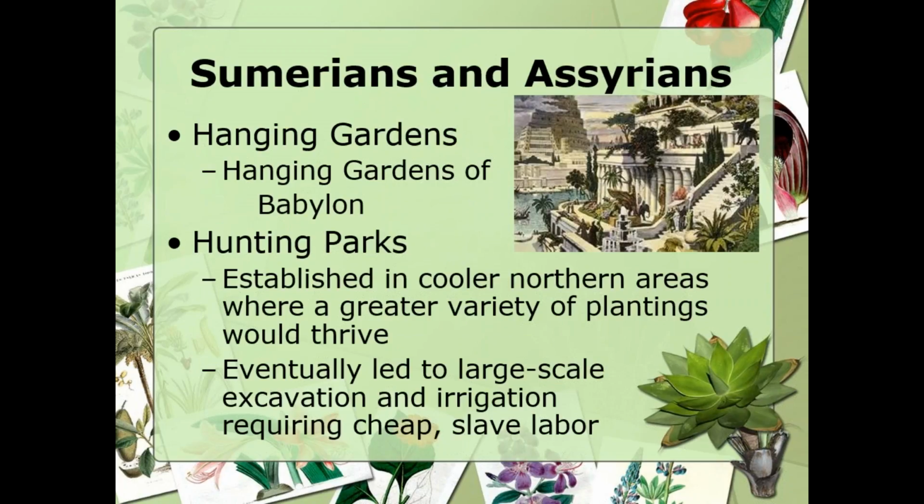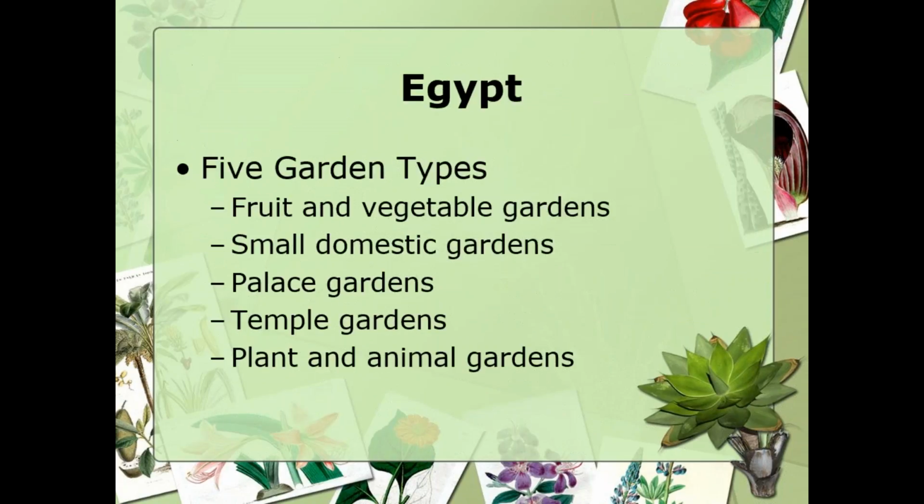We had hanging gardens of Babylon, hunting parks established in cooler northern areas where a greater variety of plantings would thrive, and eventually this led to large-scale excavation and irrigation, requiring cheap slave labor. So then we reiterate the 5 garden types that you'll see, and they all apply in this case to Egypt as well. This was in our prior slides from the preceding session. So 5 types are fruit and vegetable gardens, small domestic gardens, palace gardens, temple gardens, plant and animal gardens.